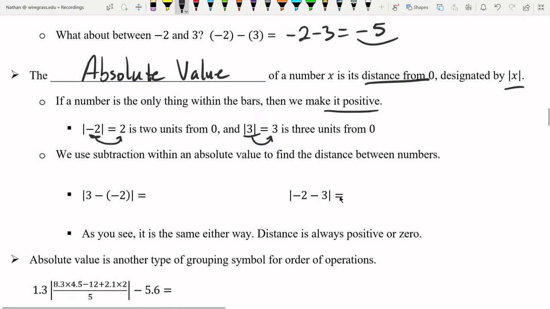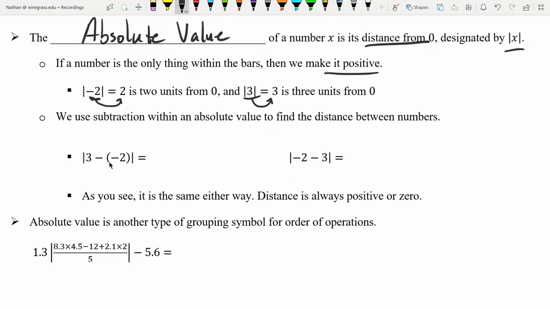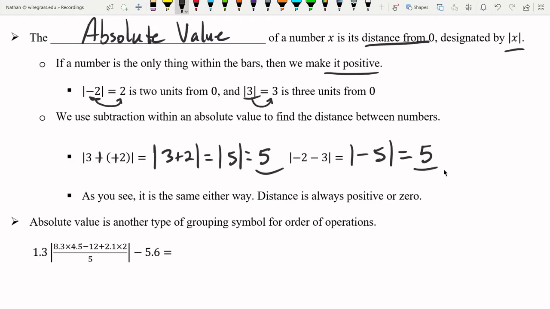Now, if we do the subtraction with the absolute values around it, we have 3 minus a -2 becomes the absolute value of 3 plus 2, absolute value of 5, and the absolute value of 5 is 5 units away from 0, so we get 5. -2 minus 3 is the absolute value of -5. -5 is 5 units away from 0, so we get 5. And here we get the same answer, which is what you always want.